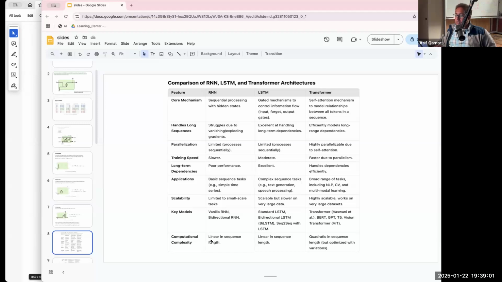The last one is important. Computational complexity. That's a key thing. That's where I want to end here. The paper will start there. What that means is, in the case of RNN and LSTM, it's mostly a linear complexity. But in the case of transformer, it's quadratic.